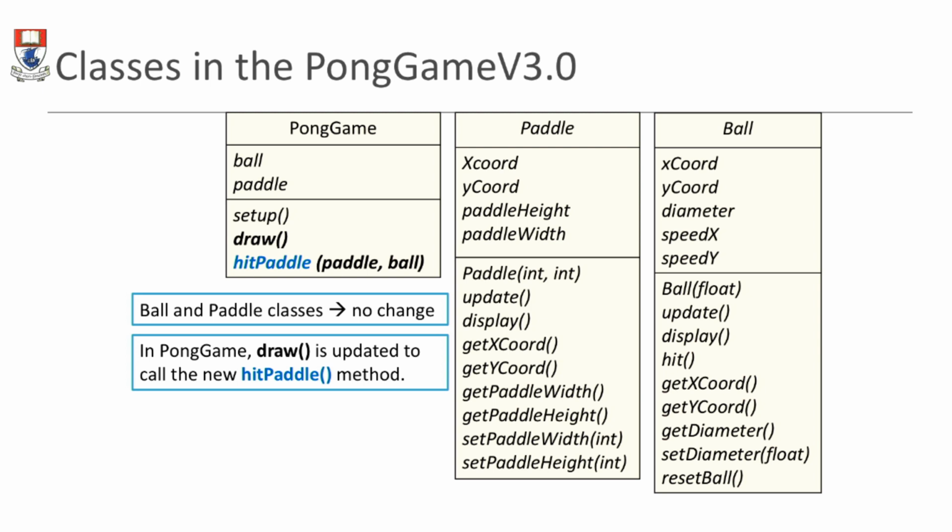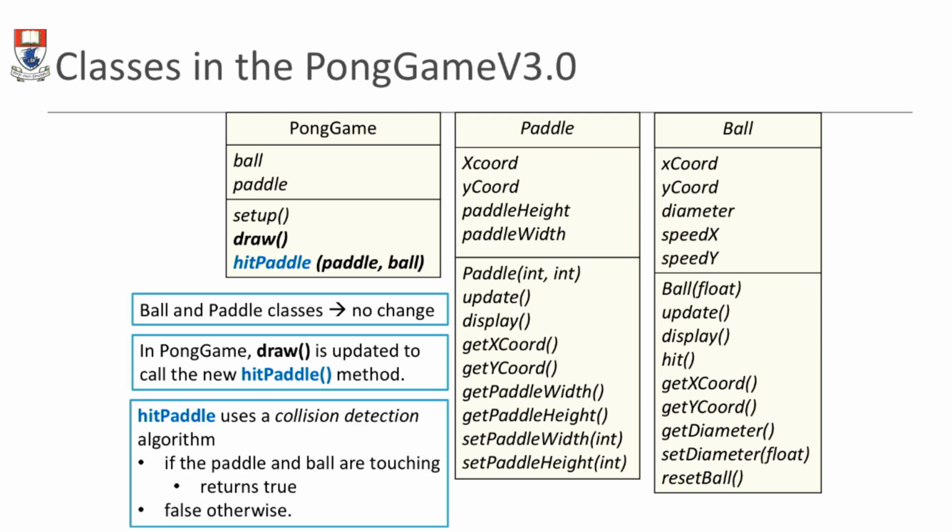So draw is updated to call the new hit paddle method. Hit paddle uses a collision detection algorithm. If the paddle and the ball are touching, it returns true, otherwise it returns false.